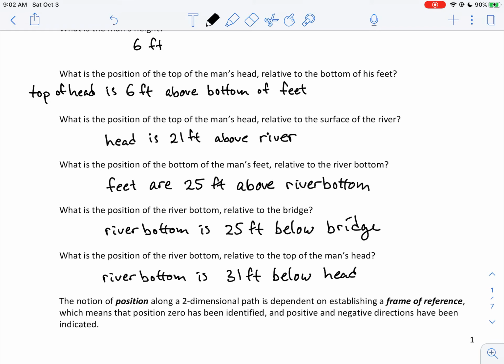But then we have to establish what our frame of reference is. What are we measuring distances from? We have to answer that question. That is always revealed by this relative comment.